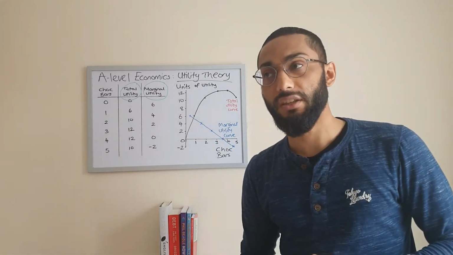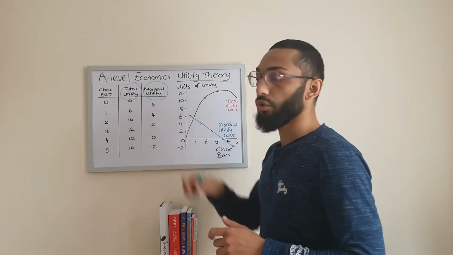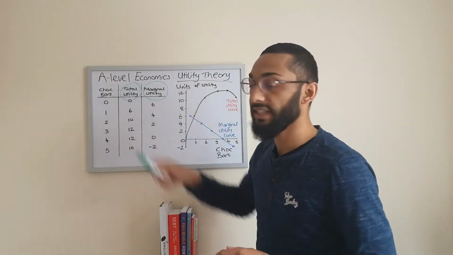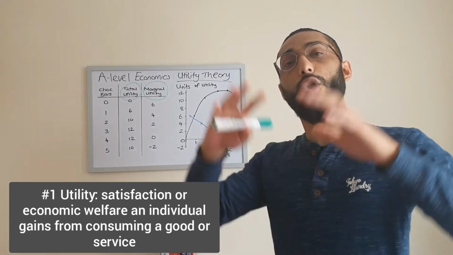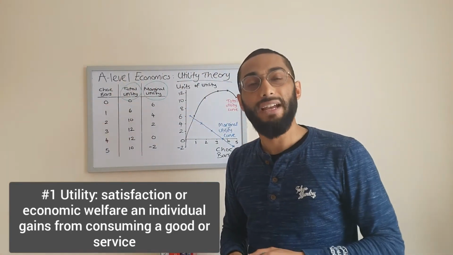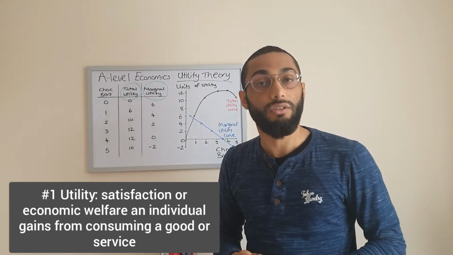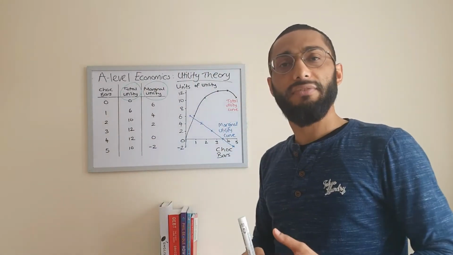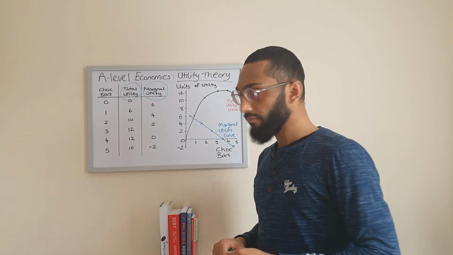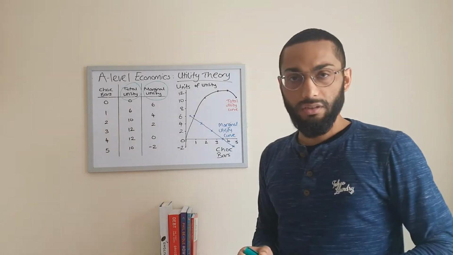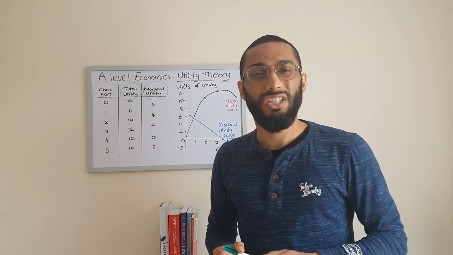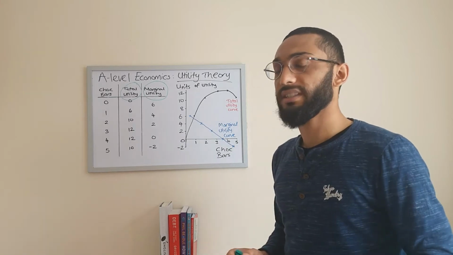Two very important definitions when it comes to the concept of utility theory. One of them is total utility itself. Total utility is the overall satisfaction that a person gains from consuming a certain product or service. It's like the total satisfaction, happiness that they gain. The second keyword, number two, marginal utility.